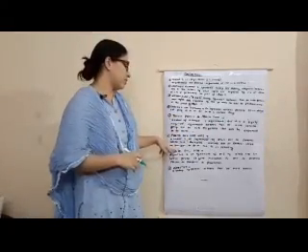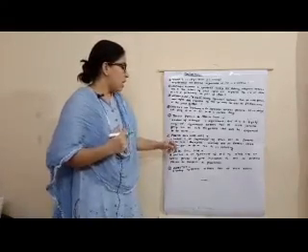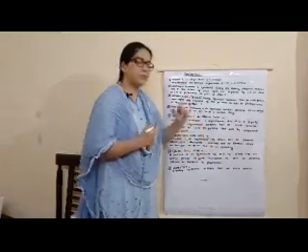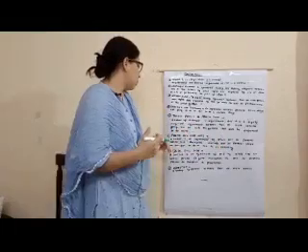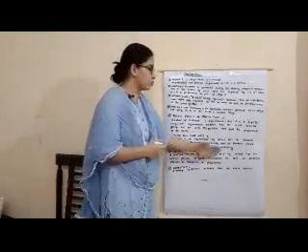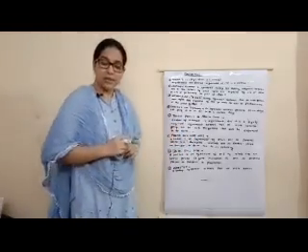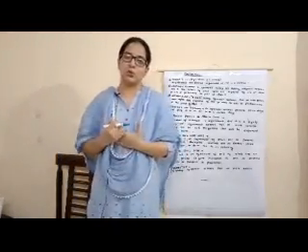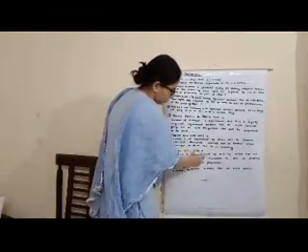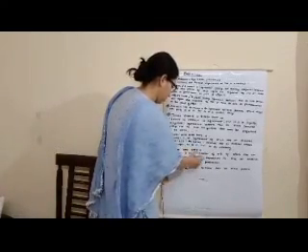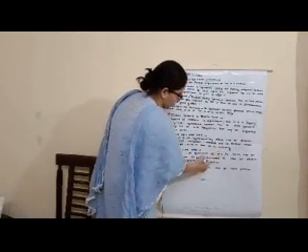Then we have the next definition, the Quebec Civil Code. What does this Civil Code say? A contract is an agreement of will by which one or several persons obligate themselves to one or several persons to perform a prestation. Now, in this definition also, we find two new terms. What are they? One is will, and the other one is prestation.